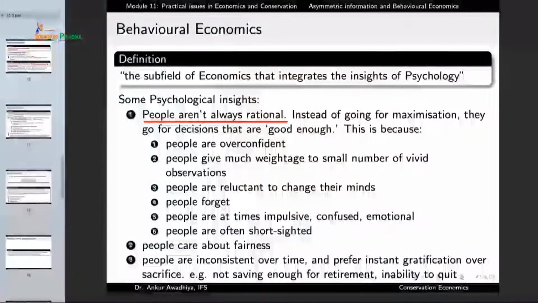Even though it is possible that it was just an isolated case, an isolated example, and on an average, this vehicle performs very well. But still, people go for decisions like that.